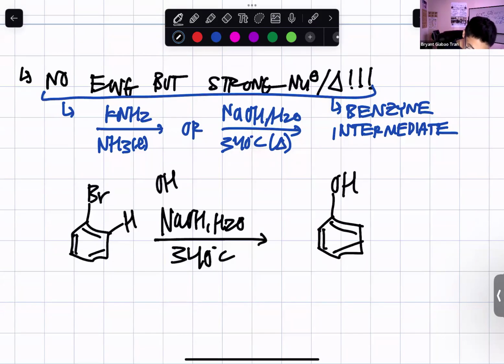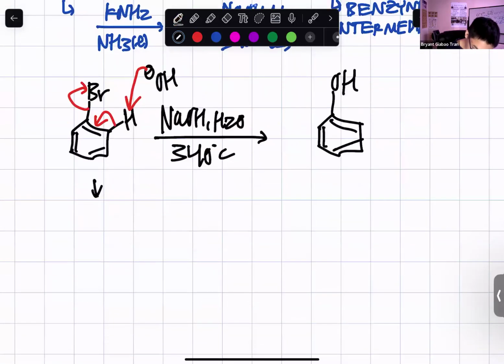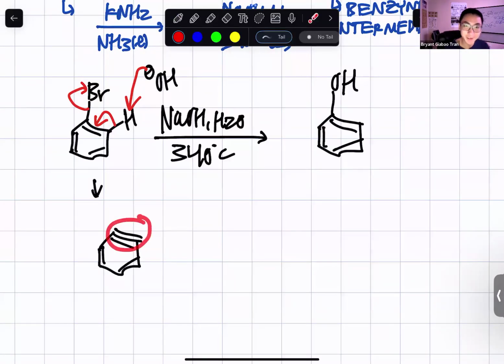The first step is going to be an E2-like mechanism where the base is going to deprotonate that hydrogen, make an extra pi bond there, and then kick out this leaving group right there. And that's going to give us this intermediate here, an alkyne, a triple bond, in the benzene ring. Do you think this is stable or unstable? Unstable, right? Because what is the preferred bond angle or geometry of an alkyne?